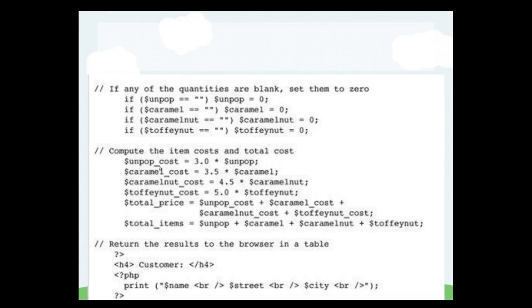So it calculates the cost of the 4 items, and then it calculates the total price by adding the scalar variables which hold the total cost of each item, and then finally it computes the total number of items ordered. And then comes the portion which displays these results along with the customer details, so name of the customer, address, etc.